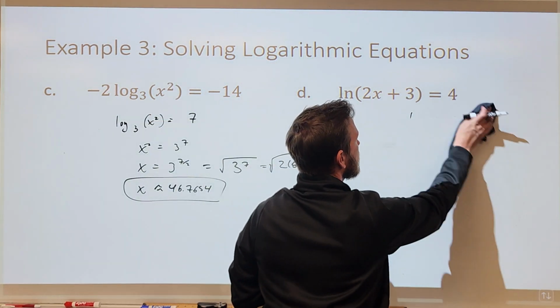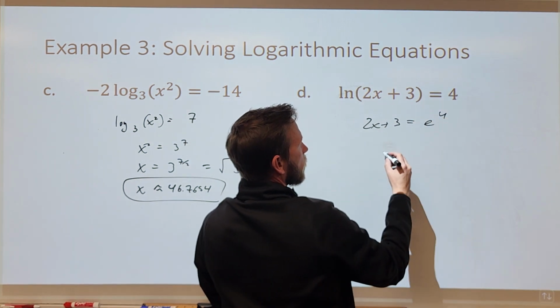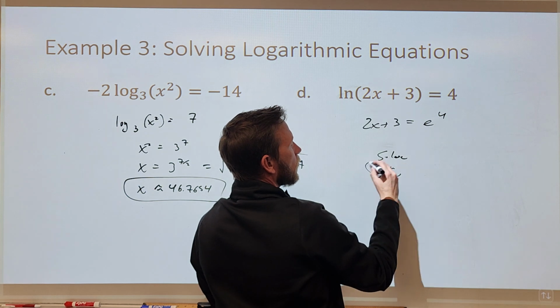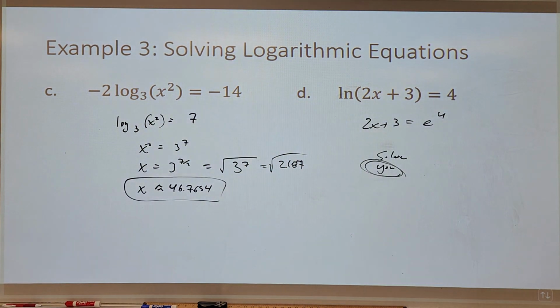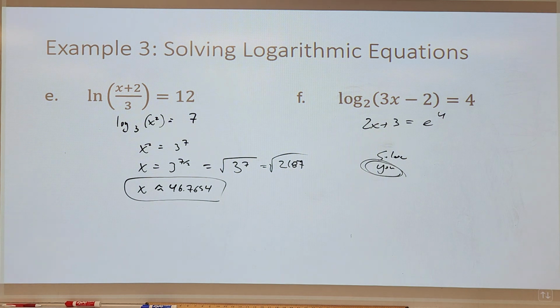Let's go ahead and try letter D here. This is going to equal that. You solve. Solve that, all right? So we write it from logarithmic form into exponential form, and then we do our PEMDAS in reverse to get the variable by itself. Let's see if you can do that one.